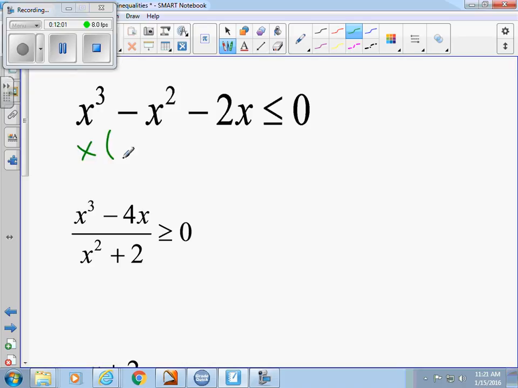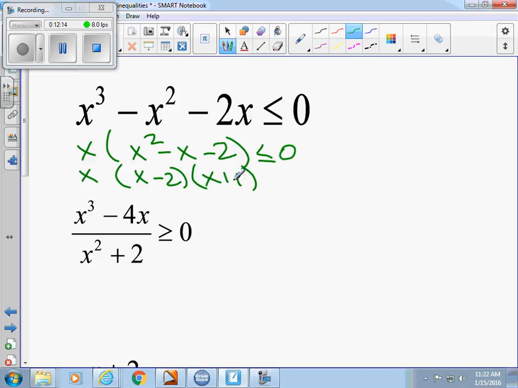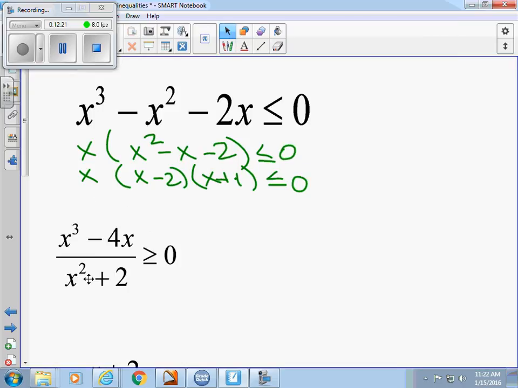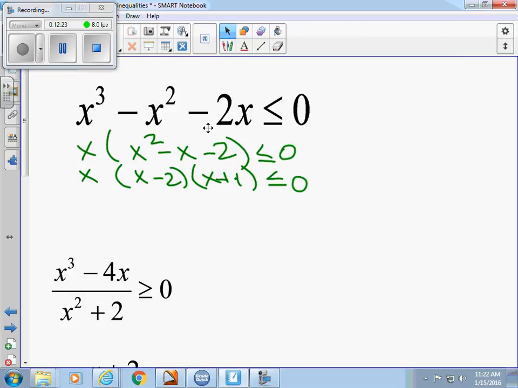Factor out an x. I'm going to go fast through these if that's okay with you, to do as many examples as possible. Is this coming back? I don't know. We need to do a rational example.